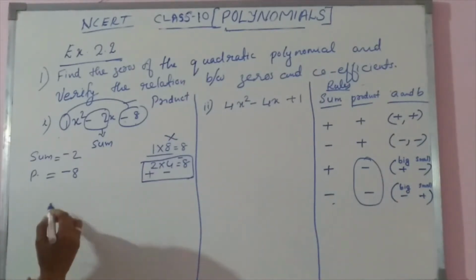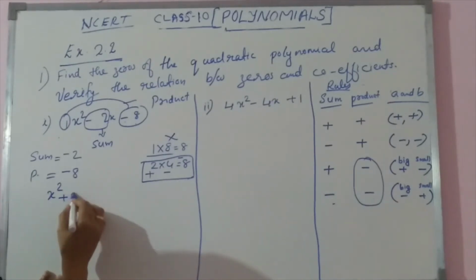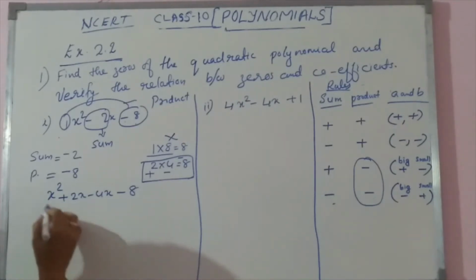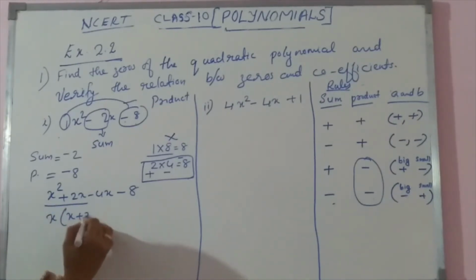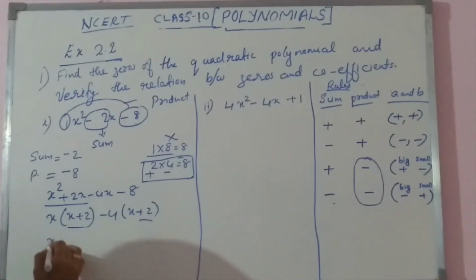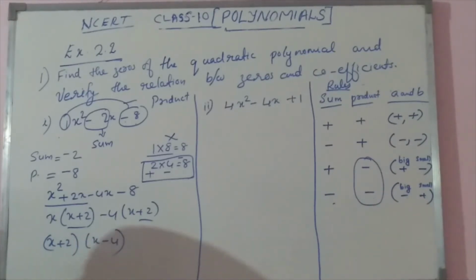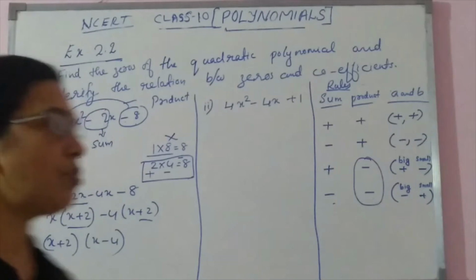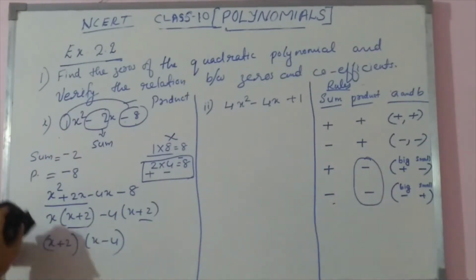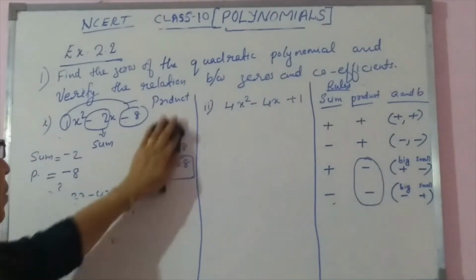So we can take x square plus 2x minus 4x minus 8. From this you can take x common: x into x plus 2, minus 4 into x plus 2. So x plus 2 is common, so x plus 2 into x minus 4. So these are the factors. This is one method. Now I am going to teach another method. Whichever method you feel is easy, you should select that method and practice it. So I am going to the next method.